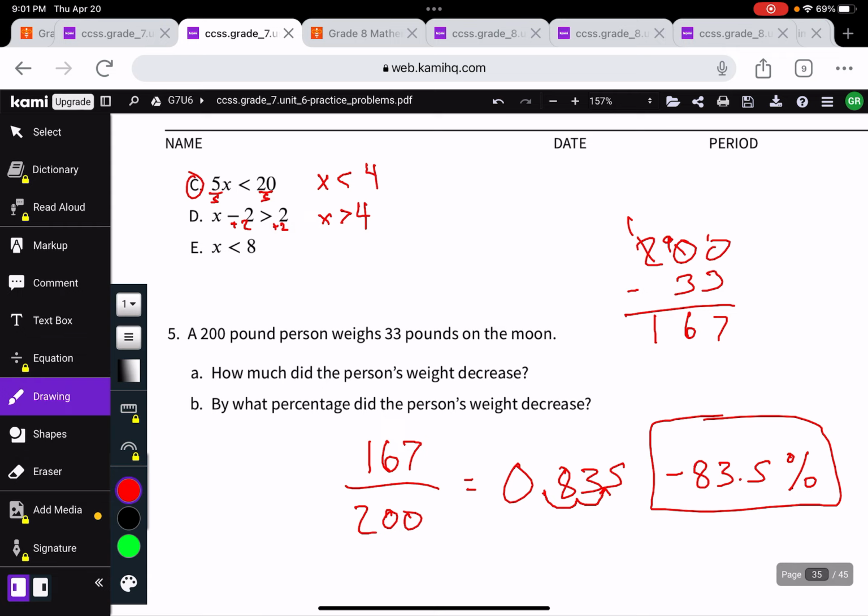It went down 83.5%. And if I do remember, what do they say? Your weight on the moon is 1/6 of what it is on Earth. And that does make sense, because if it went down 83.5, it still means that you're 16.5%. That's roughly what 1/6 is. Maybe that's more accurate. Maybe 1/6 is. I think this way is more accurate.